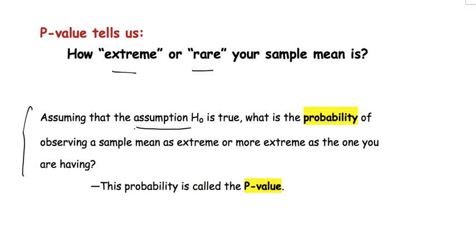Assuming that the assumption is true, what's the probability of observing a sample mean as extreme or more extreme as the one that you are having? Extreme can mean as small as or as large as. So assuming that the null hypothesis is true, what's the probability that you will get a sample mean as small as or as large as the one that you are getting? So this is the definition of the p-value.